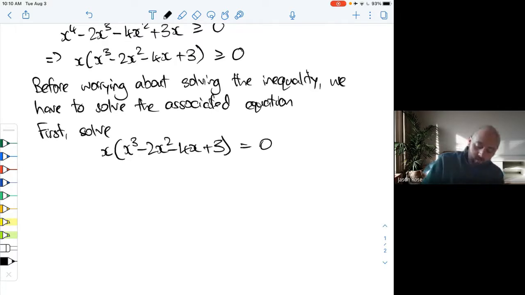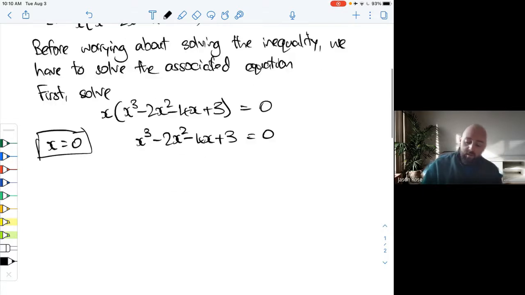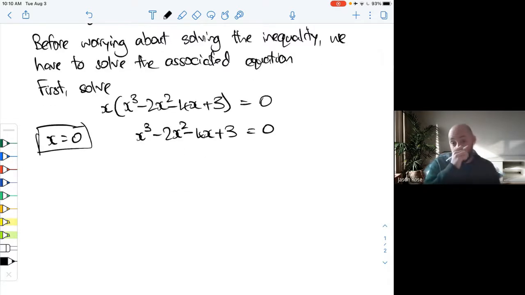Okay, so when we have two things multiplying to 0, the solutions are that one of those things can be 0 or the other one. Okay, so here's one of our solutions. X equals 0 is the solution to the equation. The other solutions are tied up in that polynomial right there. So what do we do? We start to guess solutions to it.